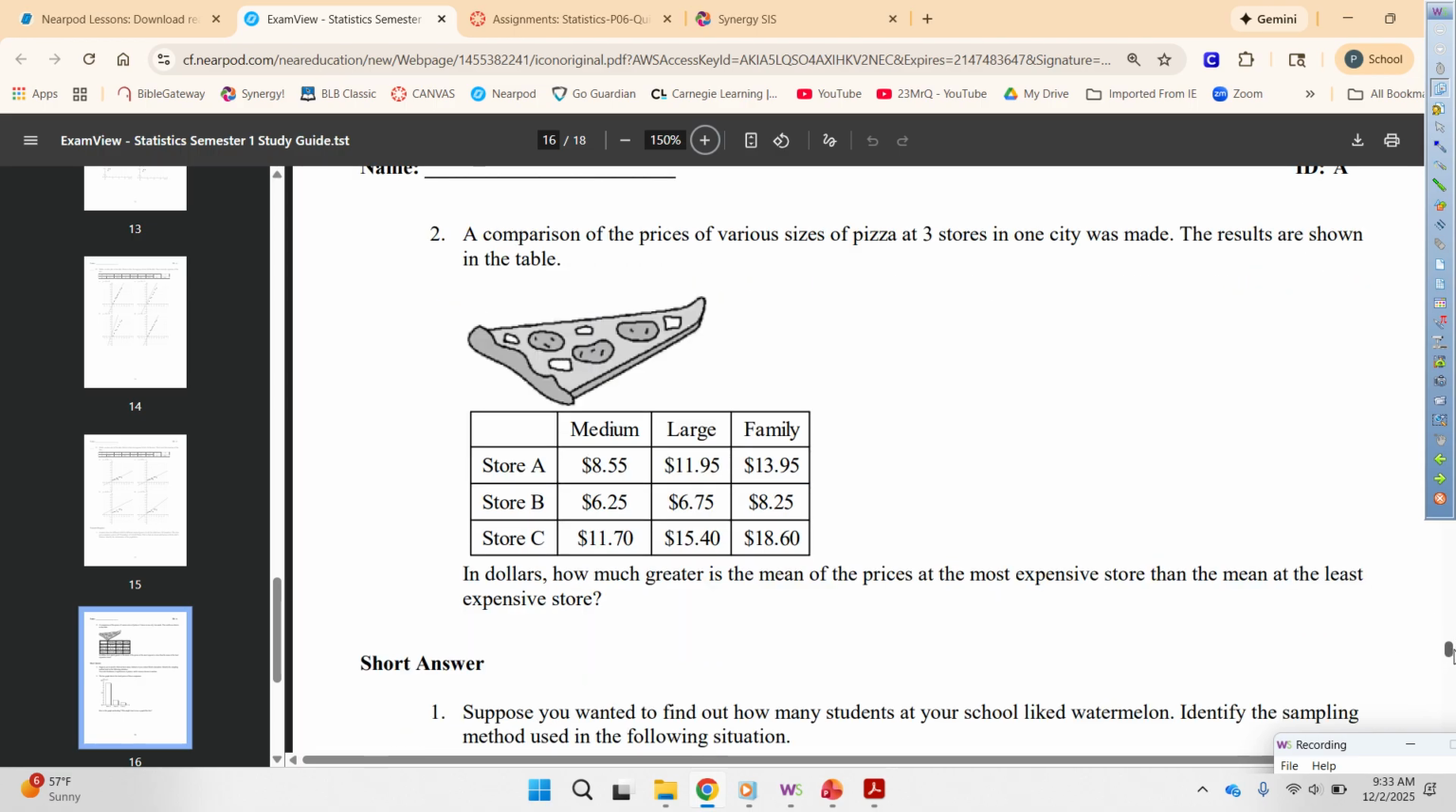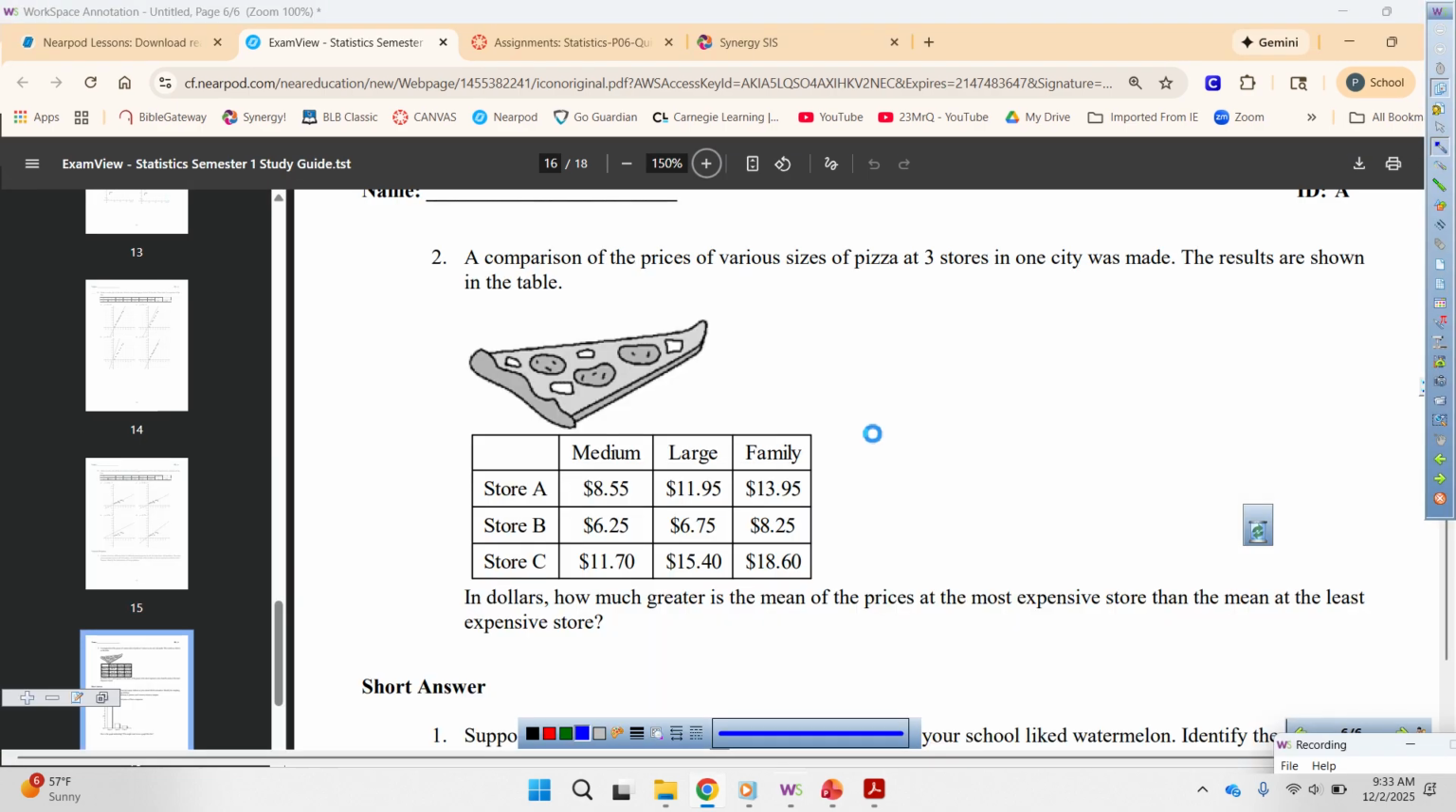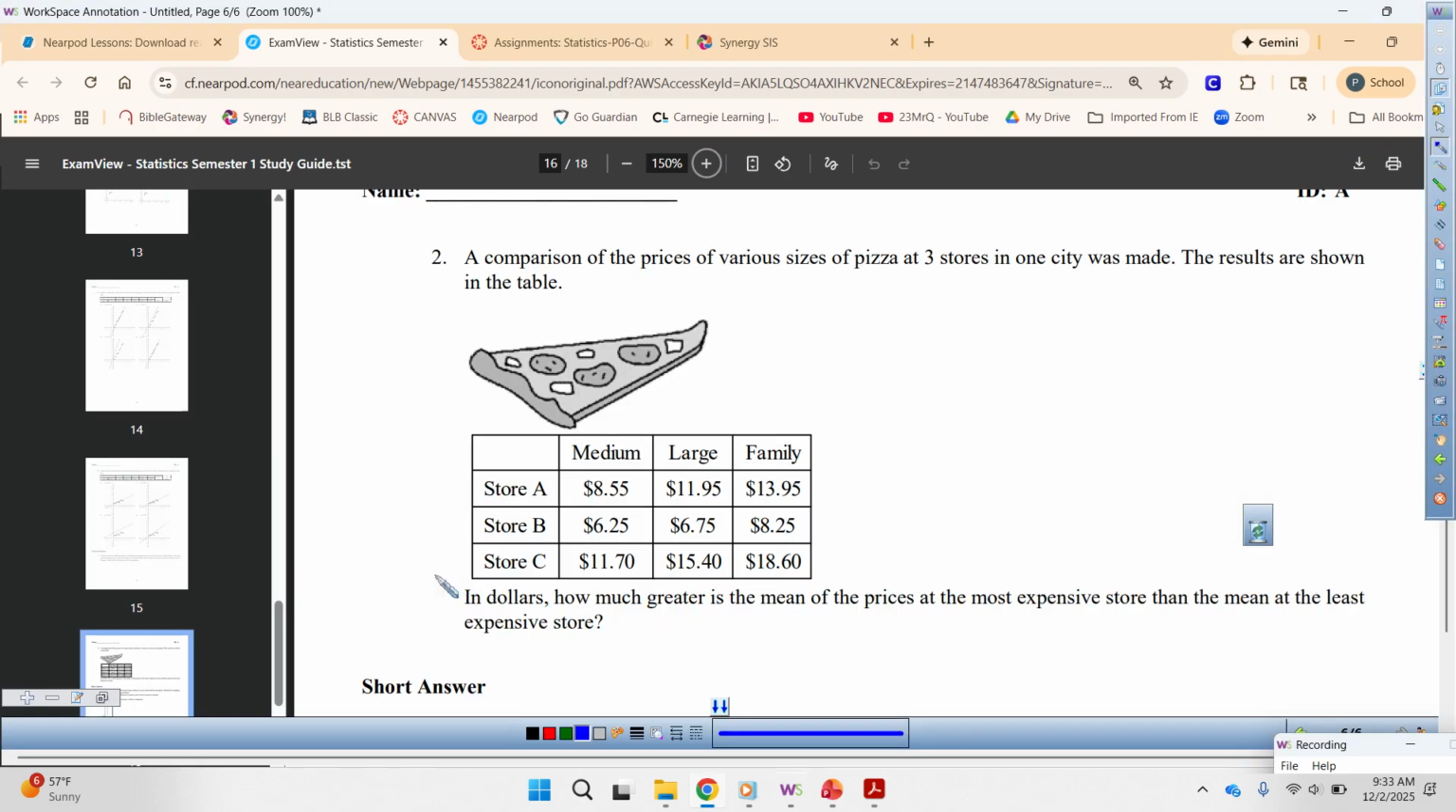Number 2. It says, a comparison of prices of various sizes of pizza in 3 stores in one city was made. Those results are shown in a table. Store A, there are the prices. Store B, and Store C. It says, in dollars, how much greater is the mean of the prices of the most expensive? Which one are they asking for? The most expensive. Which one is the most expensive? It looks like it's C. Compared to the least expensive, which is B. So that means, do we need to do any work for A?